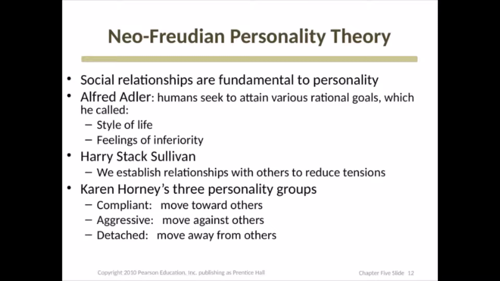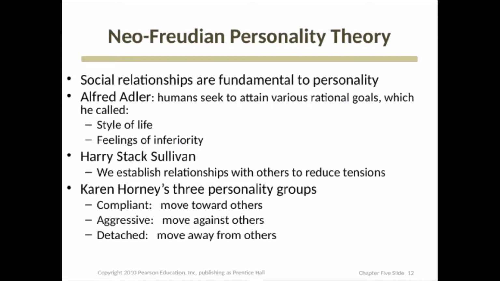Okay? Who is the compliant? The compliant individual is the one who desires attention, so he moves toward others. The aggressive person desires admiration, so he moves against others. And the detached person desires independence and freedom from obligation, so he moves away from others. Okay. What's interesting about this research is that these three different personality groups differ in their brand usage and how they select their products.